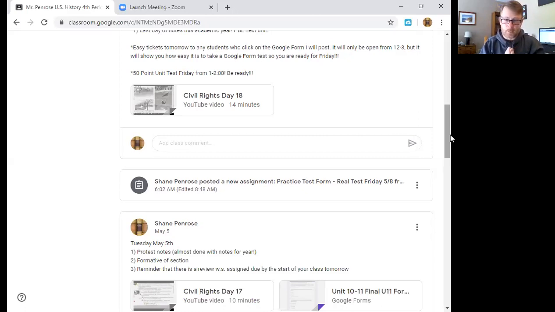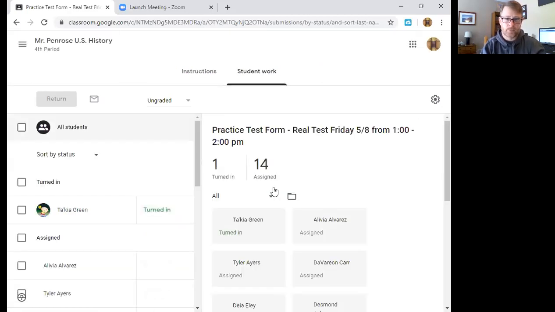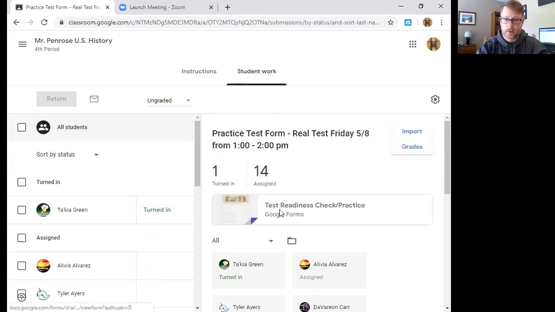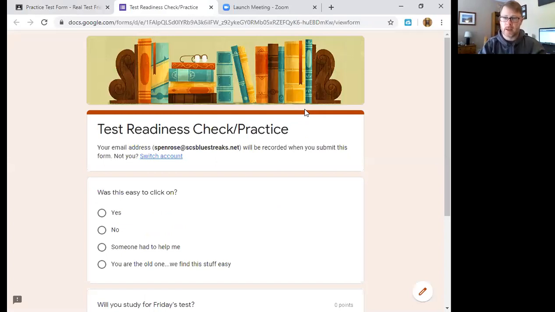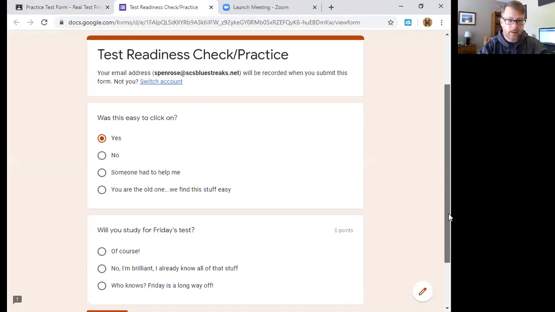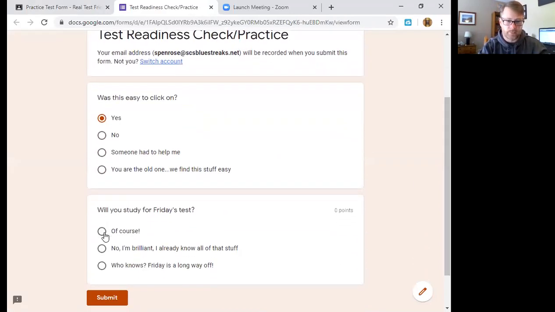So this is what it will look like. It'll say, real test, unit 1011 real test, and then you will click on it. When you click on it, and hopefully you are seeing this screen, you would click on that form and it would take you straight to the test. Now, the header on the real test is going to be a little bit different. I think the version I'm using is a picture of the counter used in the 1960 North Carolina sit-ins. And you just answer the question. So was this easy to click on? Yes. Will you study for Friday's test? Of course. And only after you are done, you hit submit.